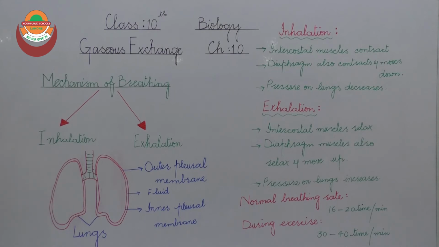When we do exercise, our muscle cells carry out cellular respiration, and when they do, there is an increase in the concentration of carbon dioxide in the blood. So the respiratory center sends signals to the intercostal muscles and the diaphragm to increase the rate of breathing. That is why our breathing rate increases during exercise. Now I am going to show you a video for better understanding of this mechanism.